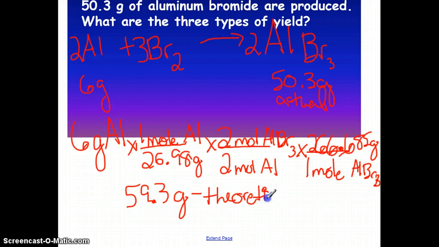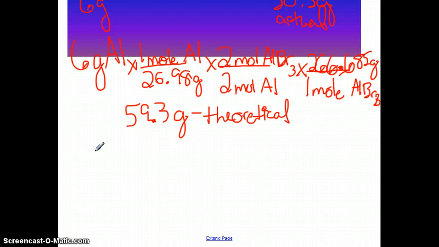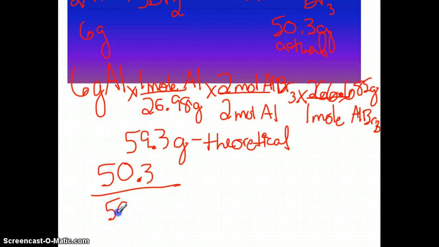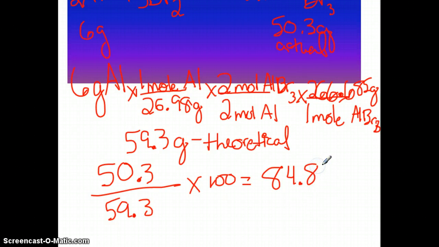So that's the second yield that we were asked to find. Now we have to do percent yield. Percent yield is going to be actual, which was 50.3, divided by theoretical, which we just found. Then we multiply that by 100, and that gives us our percentage. We see that we have 84.8%. So that's percent yield, theoretical yield, and actual yield.